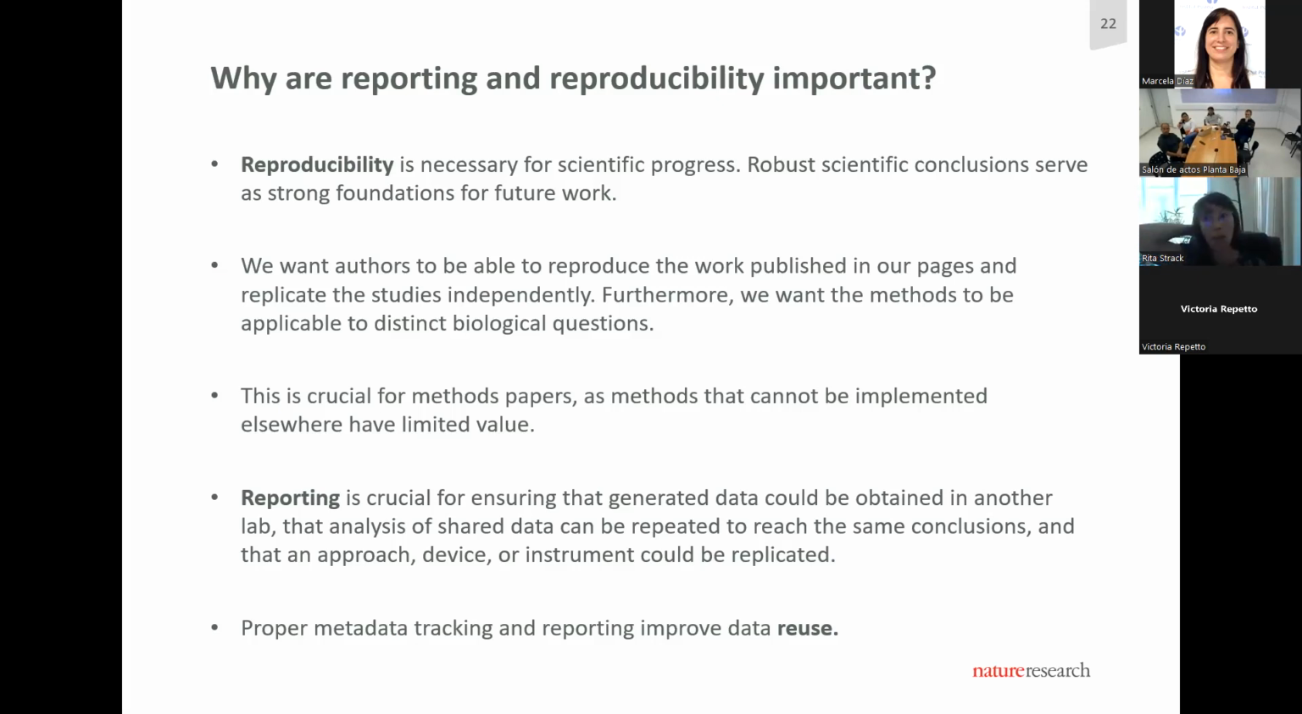And so how is reporting connected to reproducibility? Reporting is crucial for ensuring that generated data could be obtained in another lab, that the analysis of the shared data produced in that study could be repeated to reach the same conclusions, and that an approach or device or instrument described could be replicated. So the way we make things reproducible is sharing how we did them in a really detailed way. And it's really important to state here that proper metadata tracking and reporting improve data reuse as well.